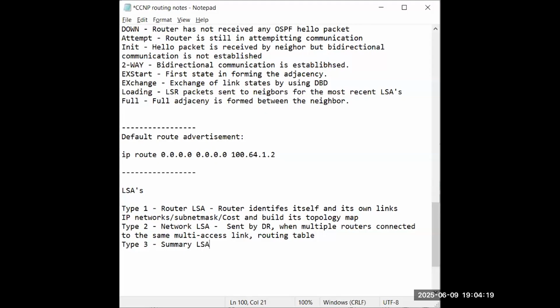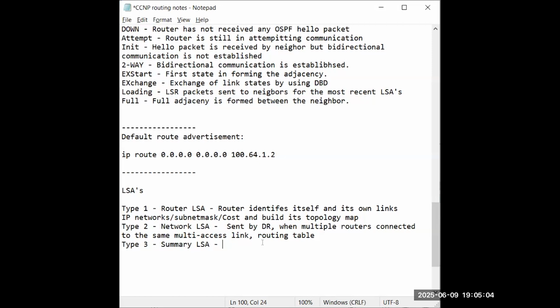Summary LSA. By the word summary itself, what do you mean by summary? It's going to summarize the routes and send them. Type 1 is router information. Type 2 is network information, like routing table information, sent within the same area. Type 3 is summary, so it's going to summarize the network information. Remember, summary is summarizing. Now what is it going to summarize?